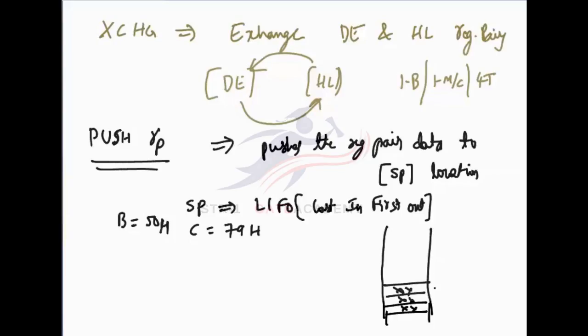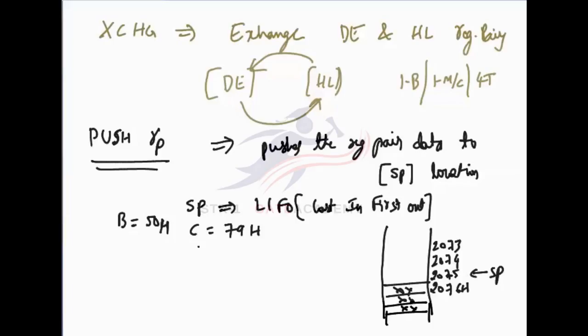Okay, this location is 2076H, right? Now this is 2075. Next location is 2074, and the next is 2073, and so on. Already the data is filled up here. That's why your stack pointer indicates this address location, 2075 location.